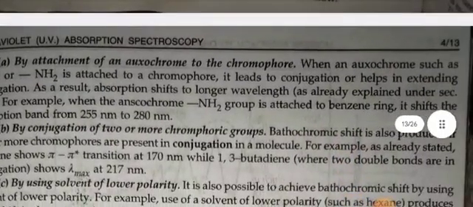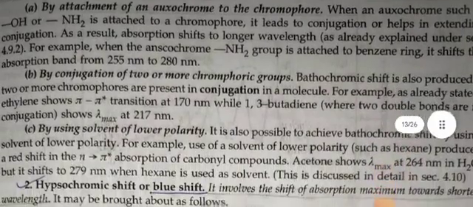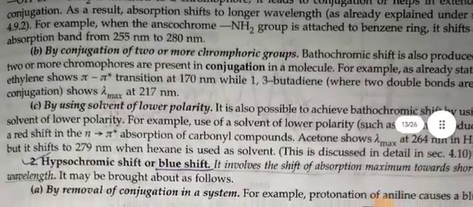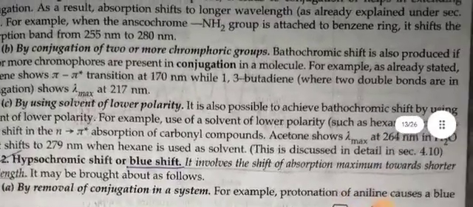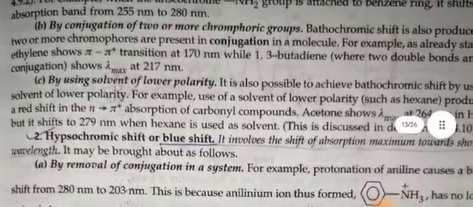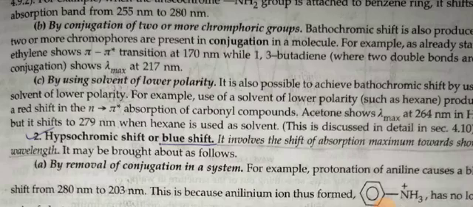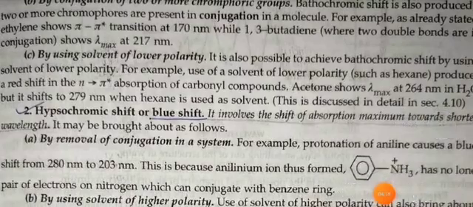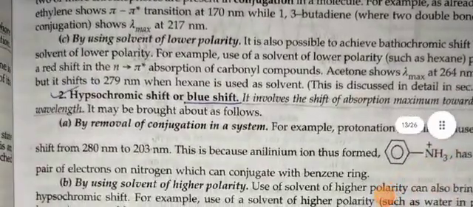When an auxochrome such as OH or NH2 is attached to a chromophore, it helps in extending conjugation. Bathochromic shift is also produced if two or more chromophores are present in conjugation in a molecule. It is also possible to achieve bathochromic shift by using a solvent of lower polarity.